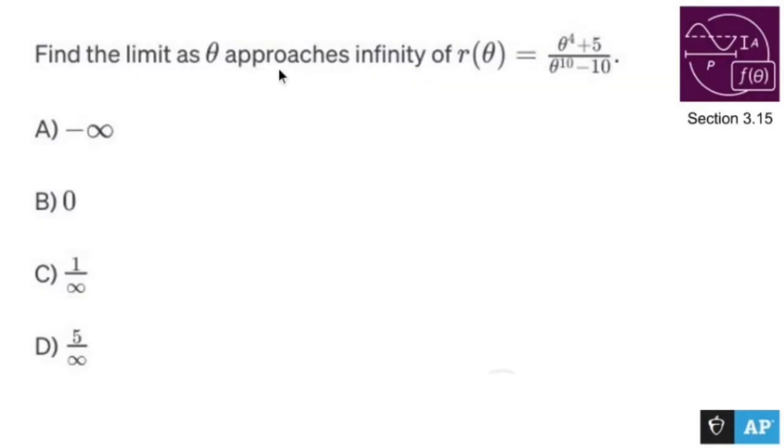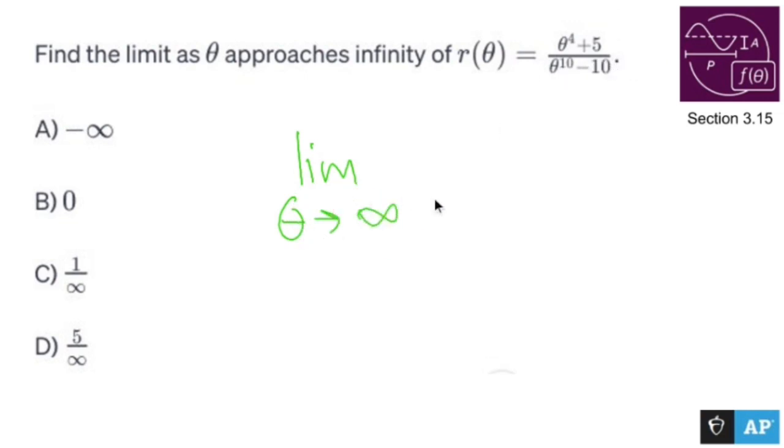Find the limit as theta approaches infinity of the polar equation r of theta equals theta to the fourth plus 5 over theta to the 10th minus 10. Now, before you start freaking out and begin wondering how the heck you're going to graph this thing, don't worry about graphing it. The way you treat a polar equation as the limit approaches infinity is the way you would treat a normal old equation with x's and stuff like that.